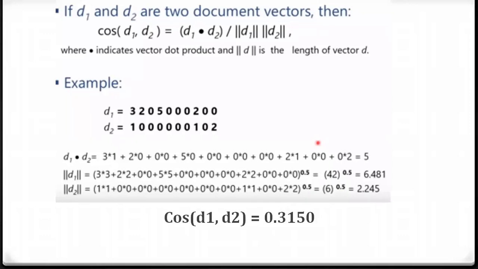So there are two methods of calculating cosine similarity. Either you can measure it through the cosine of the angle, or you can use the formula a dot b divided by mod of a into mod of b.